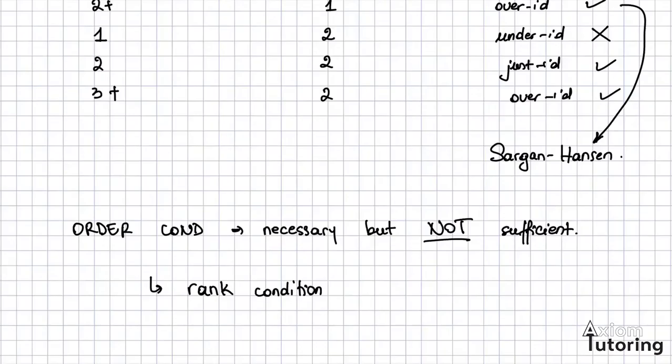So the order condition requires at least as many instruments as endogenous variables, a necessary counting rule that must be satisfied, however, not sufficient. In the next video, we'll cover the rank condition, which checks not just whether we have enough instruments, but whether they are sufficiently independent to do the job.